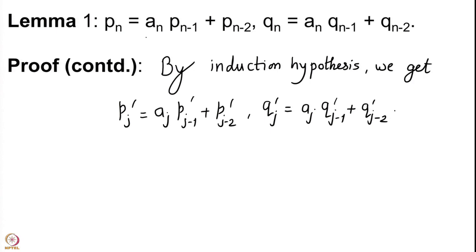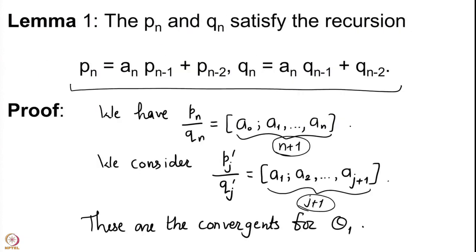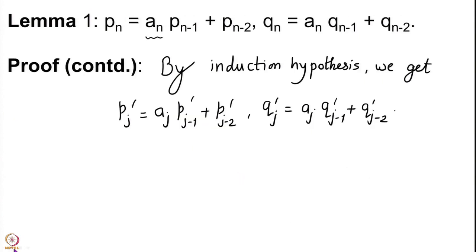Here we should note that An was the last integer in the continued fraction expansion. For j, it is the j plus 1. So we should replace the Aj by Aj plus 1 in both the expressions for Pj prime and Qj prime. This we have for j equal to 1 onwards up to n minus 1, because we are assuming the induction hypothesis. So we have it up to n minus 1.